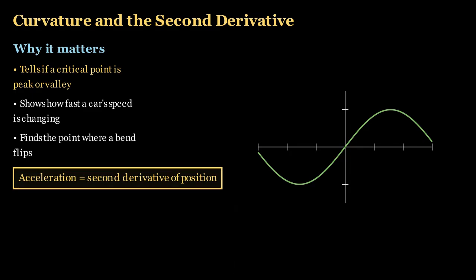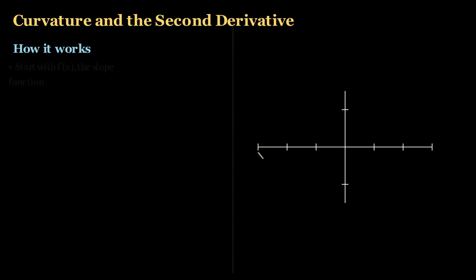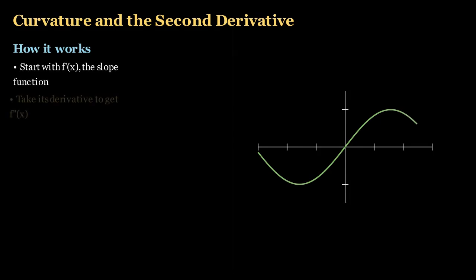Let's build the second derivative from what we already know. Take a function, like f of x equals x cubed minus 3x. Its first derivative, f prime of x, is 3x squared minus 3. This is a new function that gives the slope at any x. Now, just as we found the slope of the original curve, we can find the slope of this slope function. We take the derivative again. The derivative of 3x squared is 6x, and the derivative of minus 3 is 0. So the second derivative, f double prime of x, is 6x.